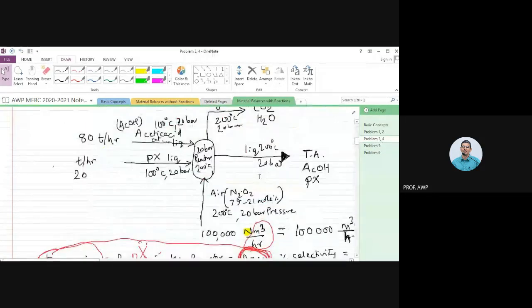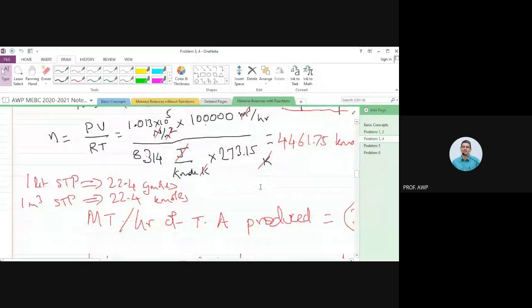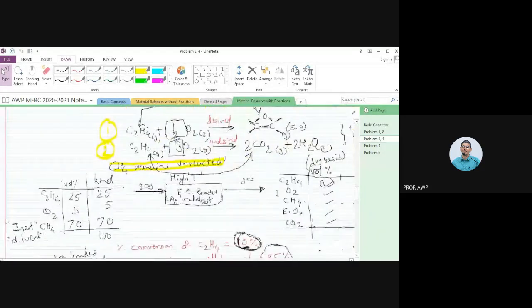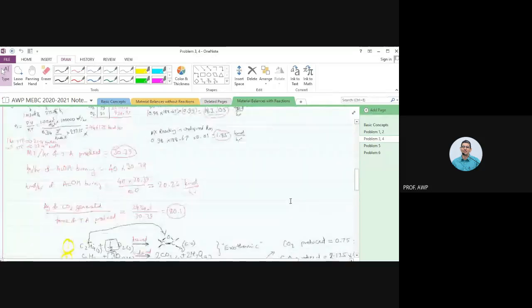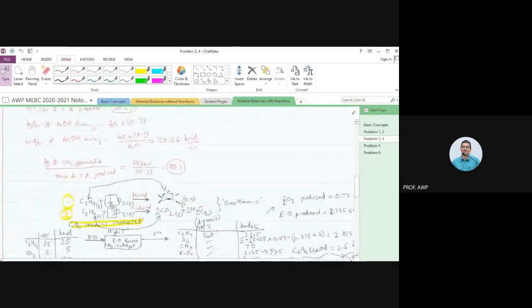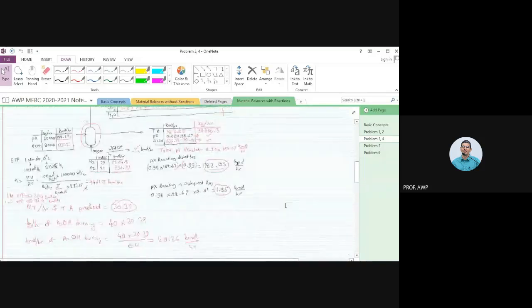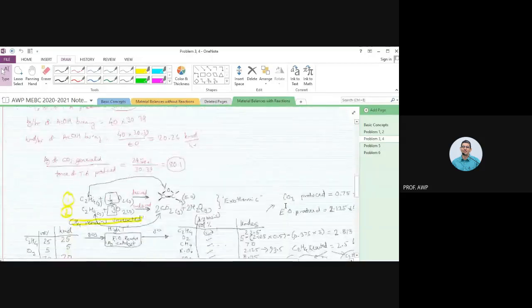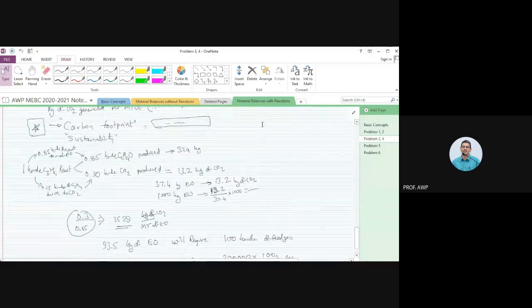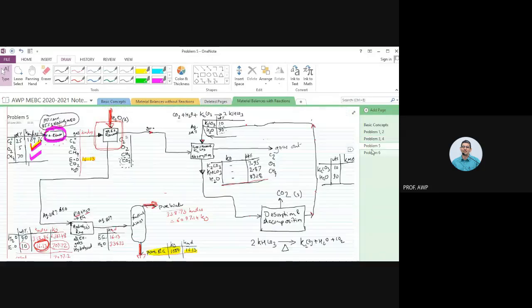Where did that go? The ethylene oxide problem we had somewhere. We had this ethylene oxide problem, right? Then this becomes fairly straightforward: calculate this, calculate this, calculate this, calculate this, calculate this.